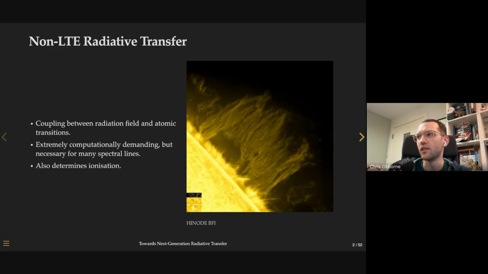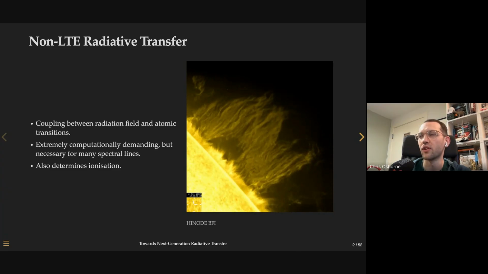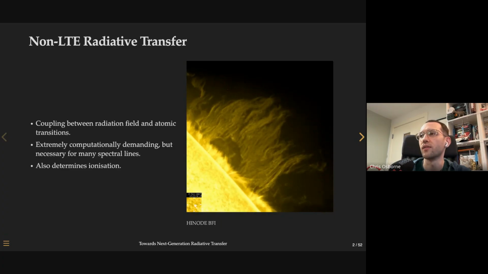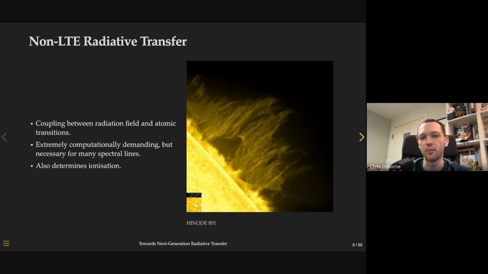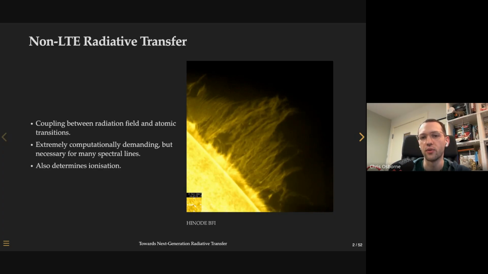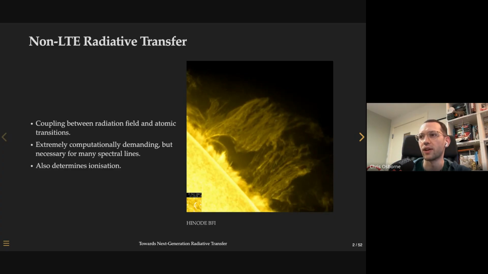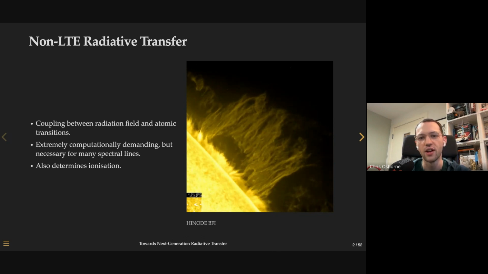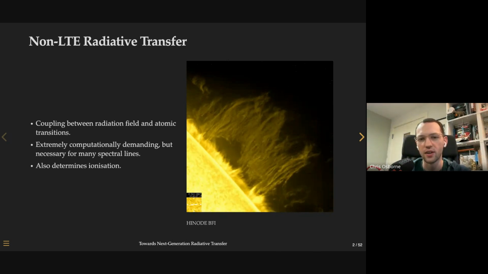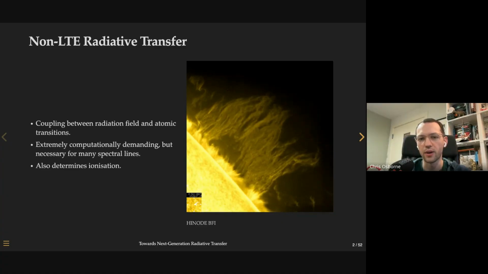And really, this is the only way to model these spectral lines, the only way to correctly evaluate radiative losses in these regions for things like modern MHD models, and also for the sake of inversions and figuring out what atmosphere we're looking at when we have a particular observation. We need to be able to understand these lines.